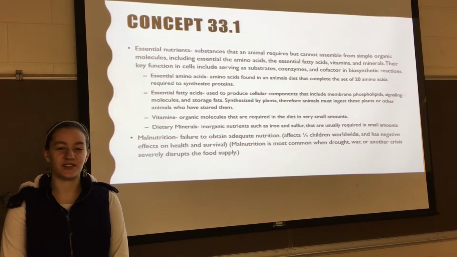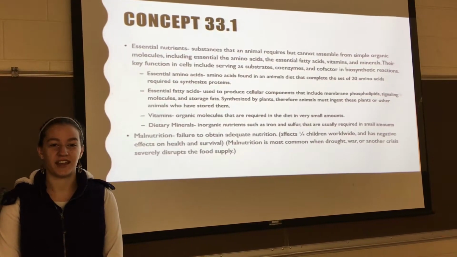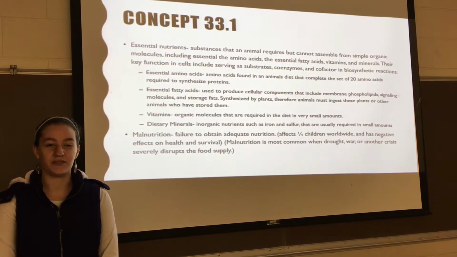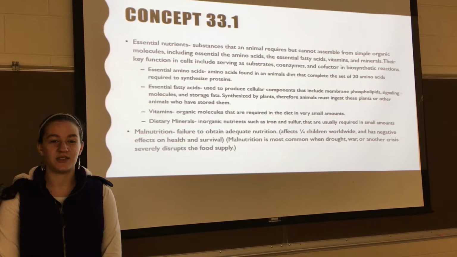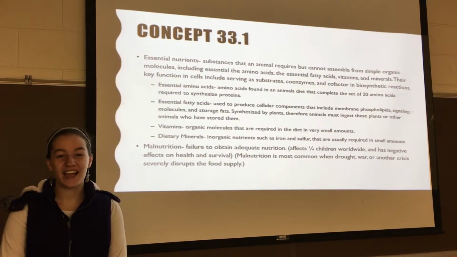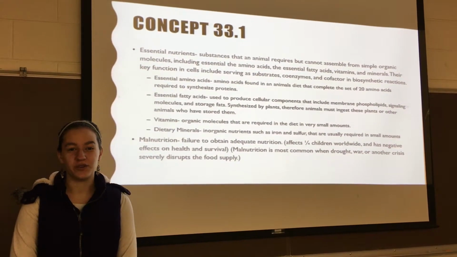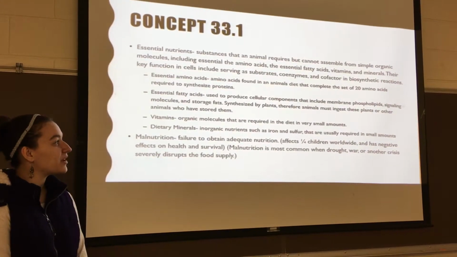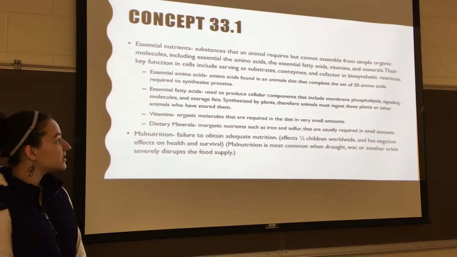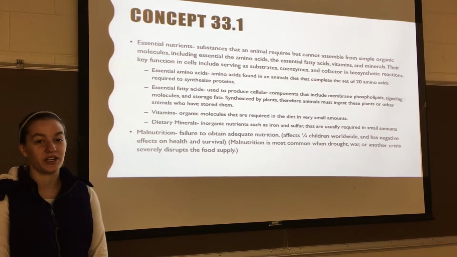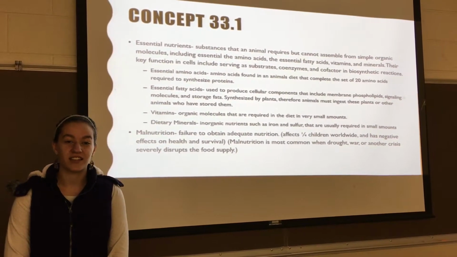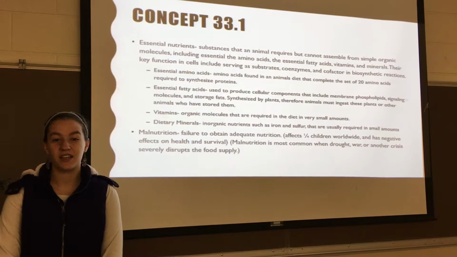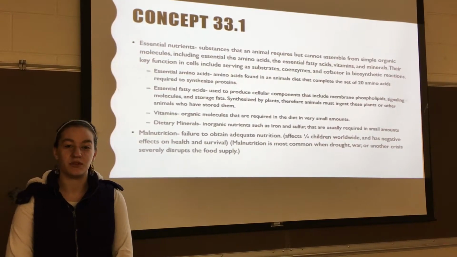Essential amino acids are found in an animal's diet to complete the full set of 20 amino acids needed to synthesize proteins. Essential fatty acids are used by animals to produce cellular components that include membrane phospholipids, signaling molecules, and storage fats. Essential fatty acids are only produced by plants, so an animal has to ingest them to complete their diet.